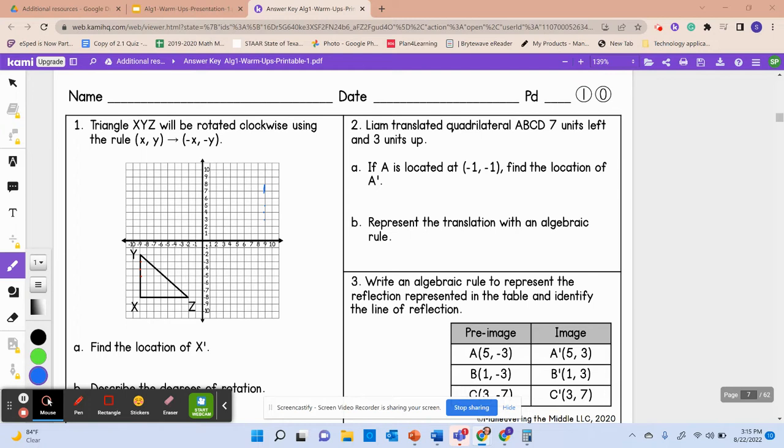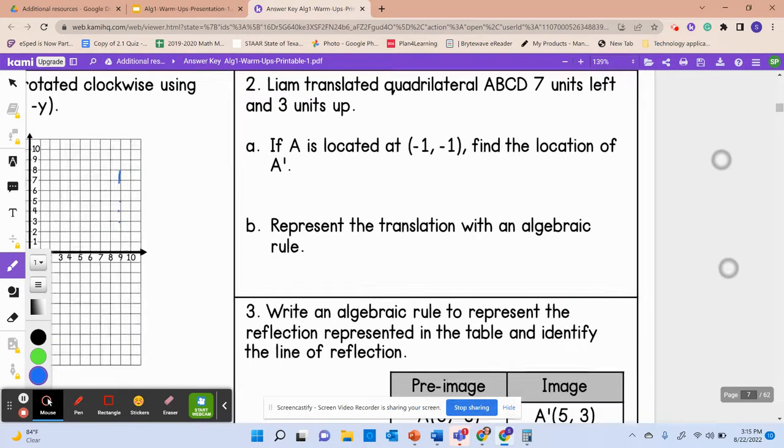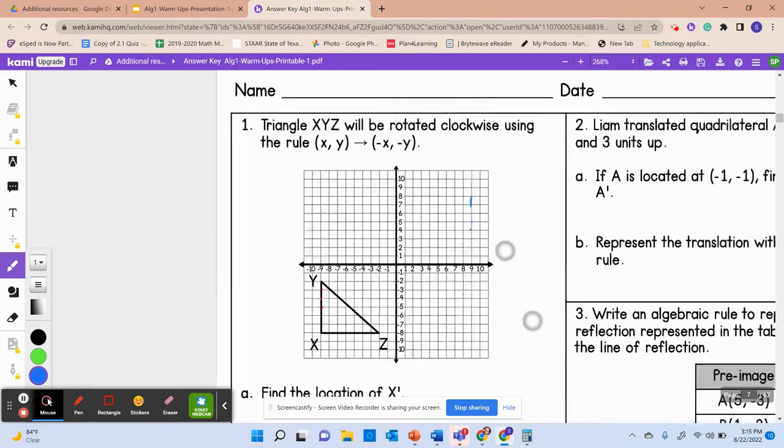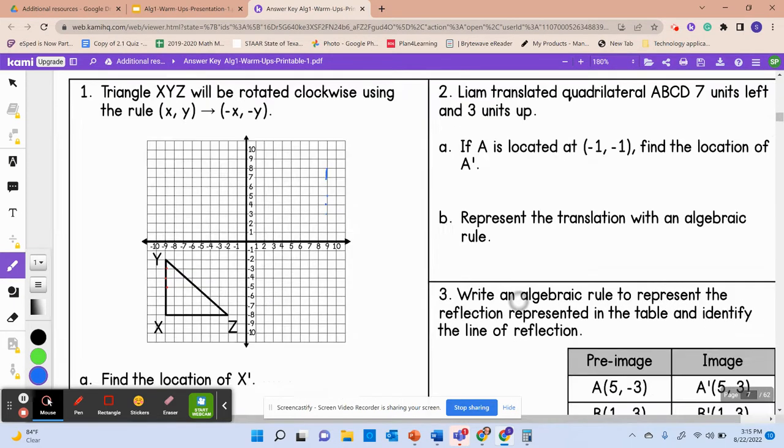All right, this is warm up number 10. Let's go ahead and take a look at number 1. It says triangle XYZ will be rotated clockwise using the rule. Well, this rule that they have in here shows a reflection over X and a reflection over Y.